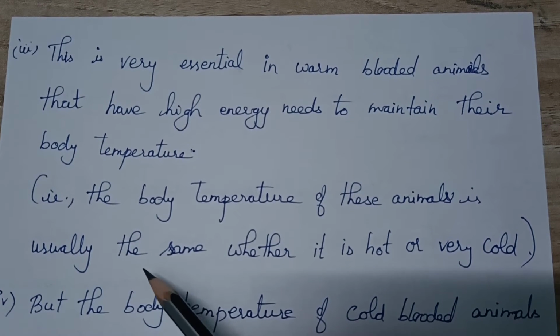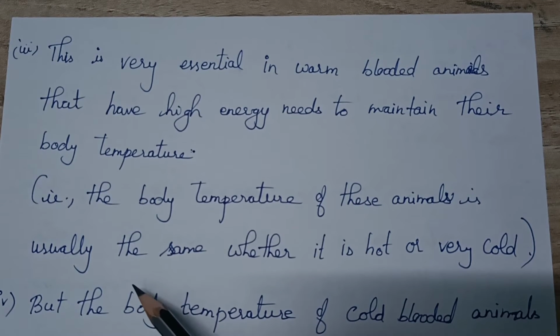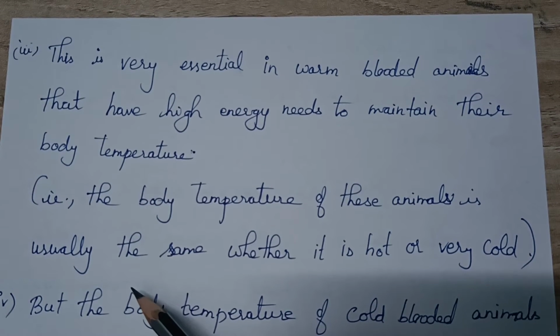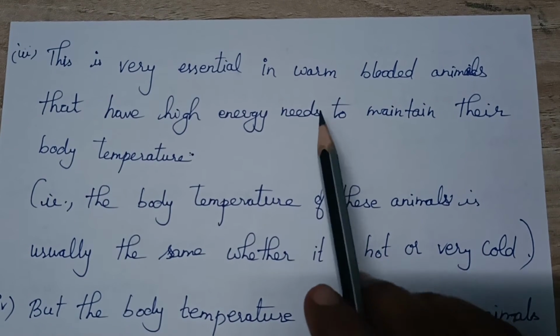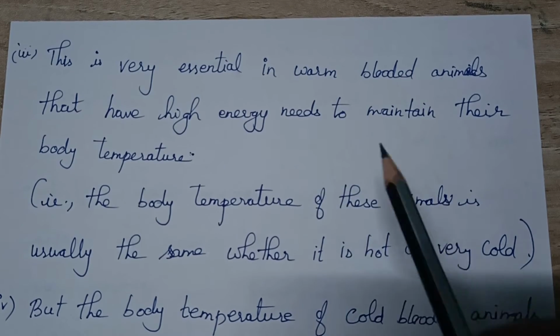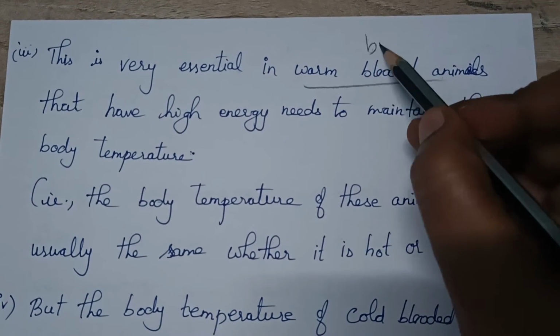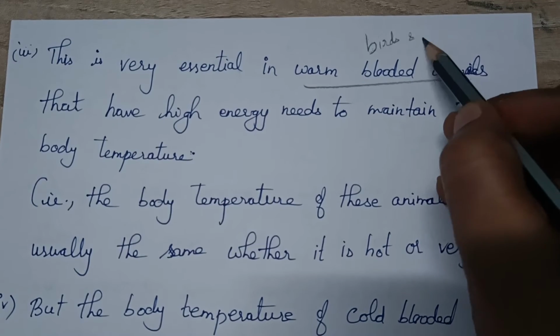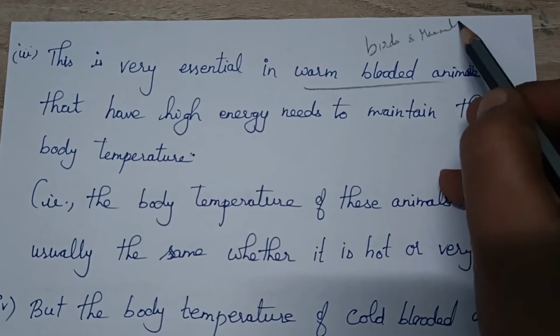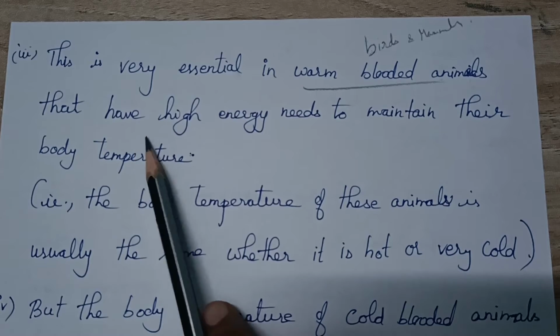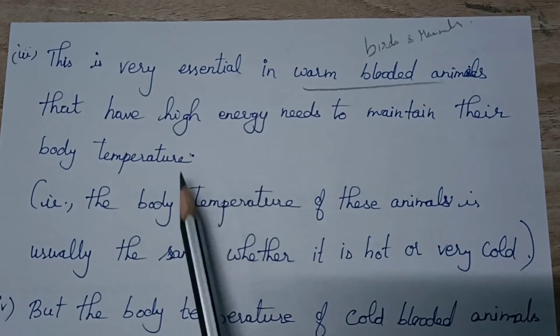Why it should not be mixed means we need a sufficient supply of oxygen, right? So why is this oxygen required, why is cellular respiration required? For warm blooded animals like birds and mammals, this is very essential. Warm blooded animals, birds and mammals, have high energy needs to maintain their body temperature.